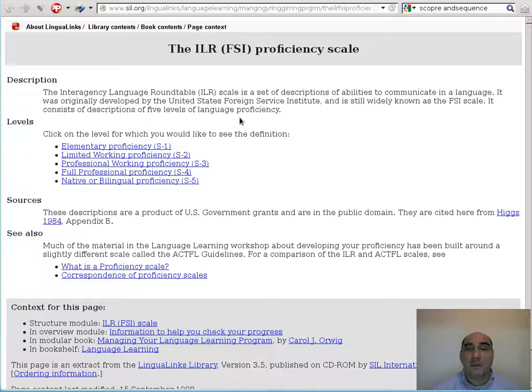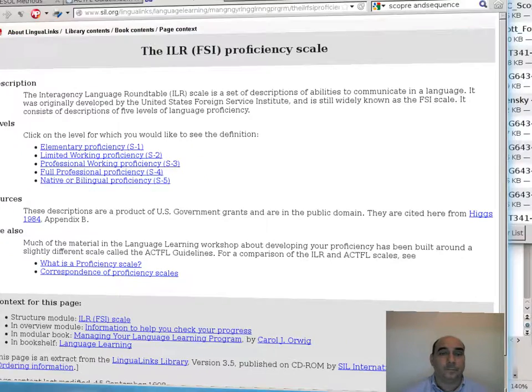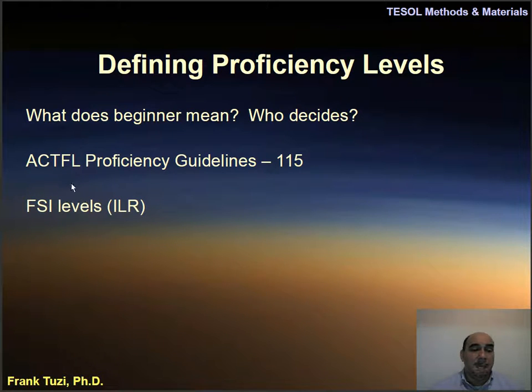So those are the ways that we know what constitutes a beginner. Well, you have to go and read those levels. Are you a 0 or a 0 plus, or are you a 3 or are you a 1, and what constitutes those numbers and those guides? That's what the ACTFL guides are. That's what the FSI or the ILR guides are. You can get them online, and you should know what they are.